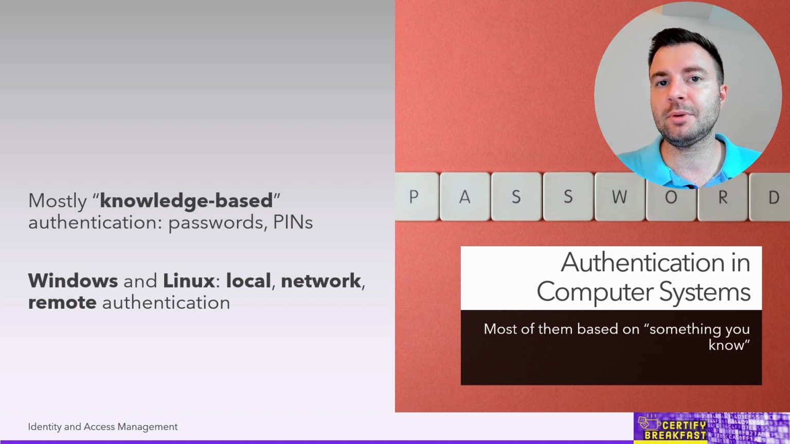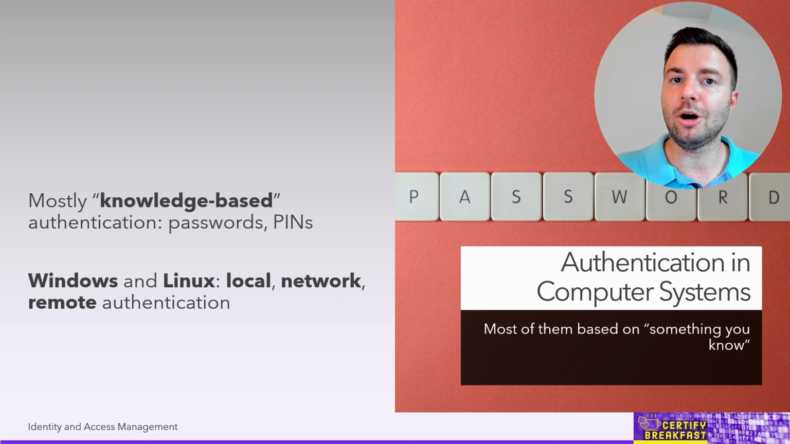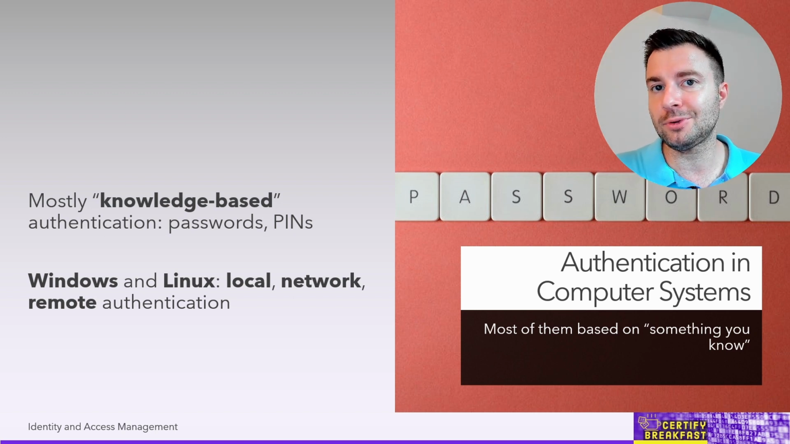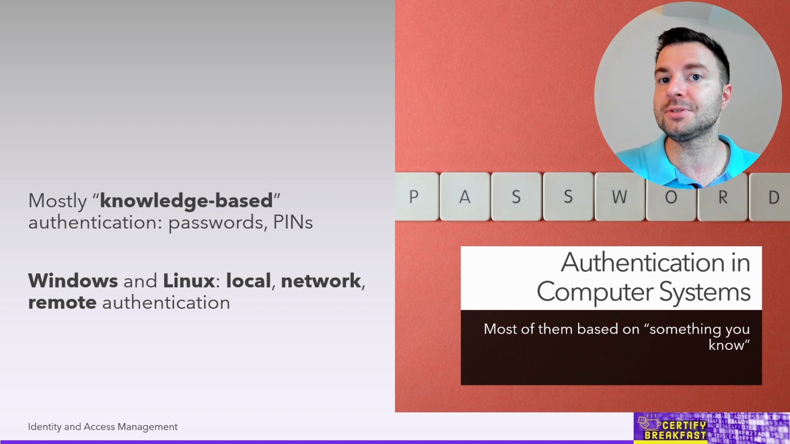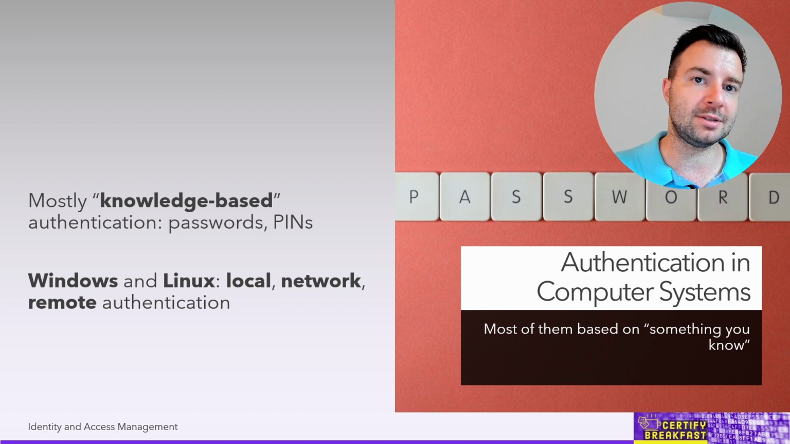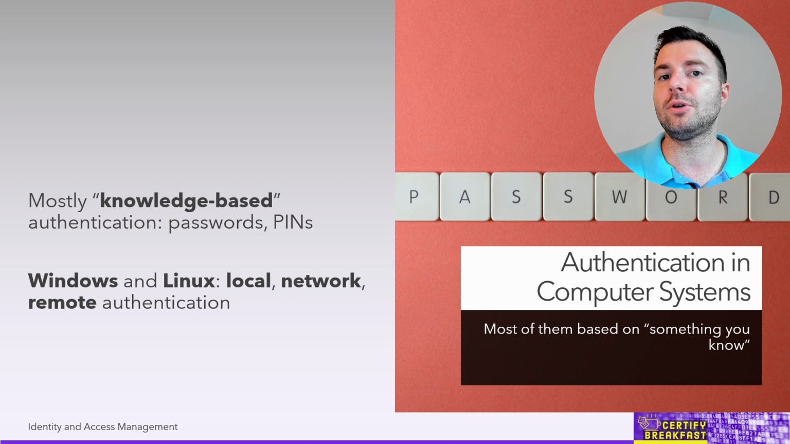On Windows, for example, we have different types of login methods. We have local sign-in, we have network sign-in, and also remote sign-in. Now, the local sign-in works just as described before. We have something called the Local Security Authority. That's an actual service within Windows that compares the credentials that you're sending with the hashes stored in a database. In the case of Windows, that database is called the SAM database. That's the Security Accounts Manager database.